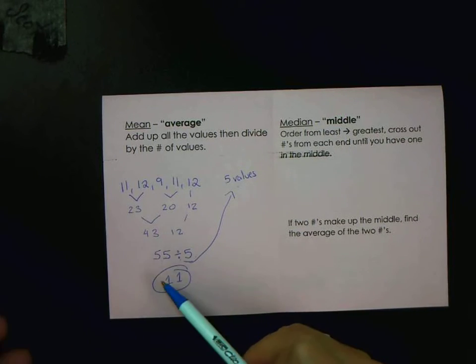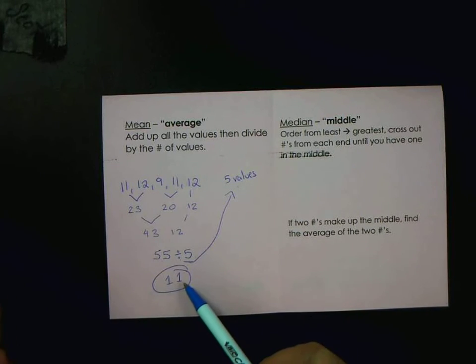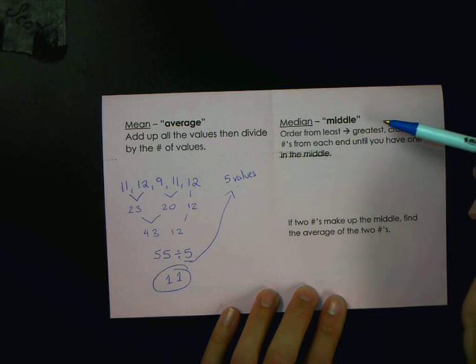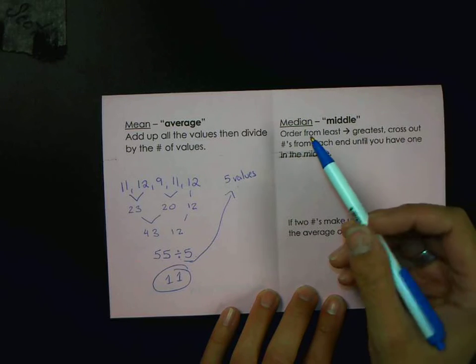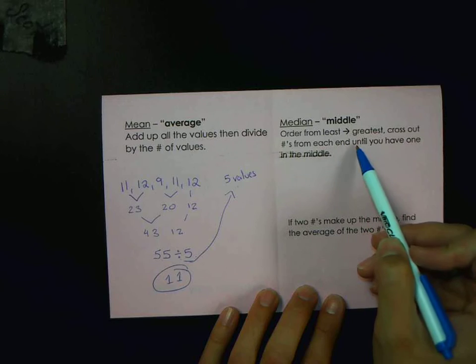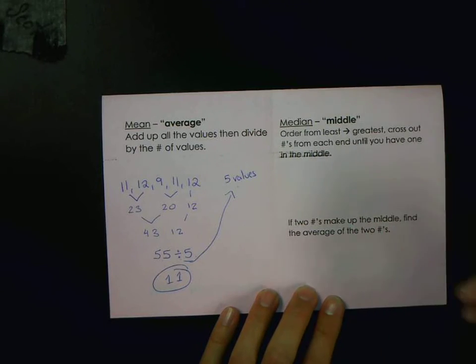All right, the median, or the middle. We call the median the middle. Order from least to greatest, and then you cross out numbers from each end until you have one in the middle. So again, I'm still going to give you the same data set here in the same order. We have 11, 12, 9, 11, and 12.